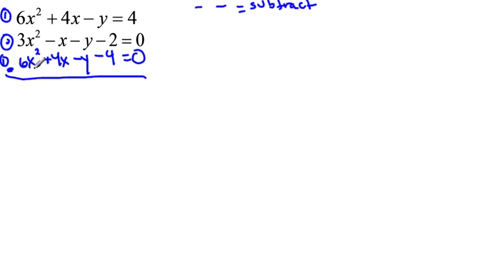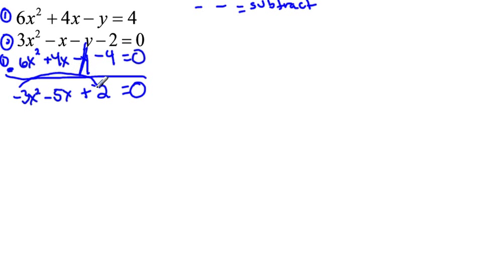So 3x squared minus 6x squared is negative 3x squared. Negative x minus 4x would give me negative 5x. Negative y minus y cancels. And negative 2 minus negative 4, so minus a negative, it's like a plus, we get plus 2 equals 0. Now we got to factor this.